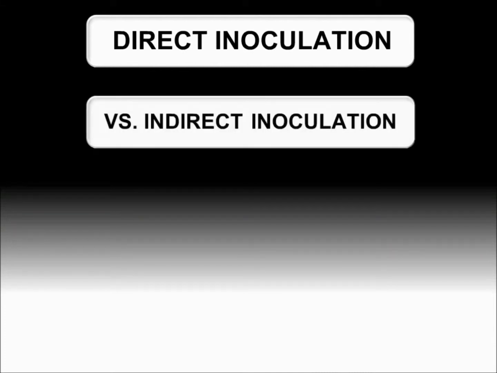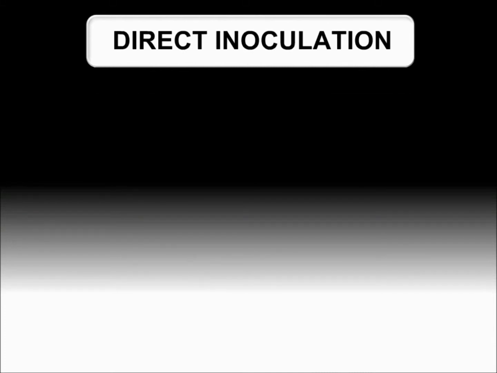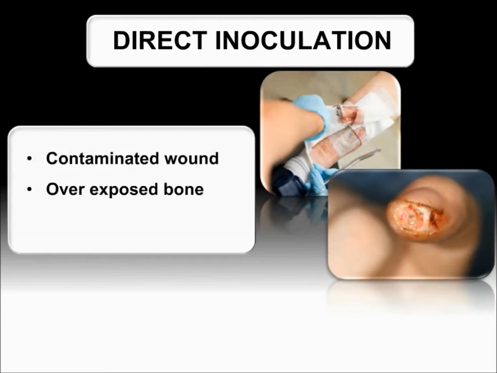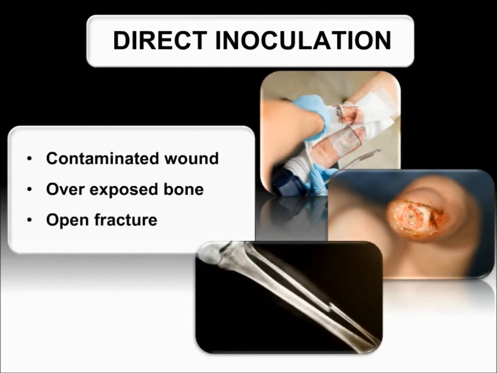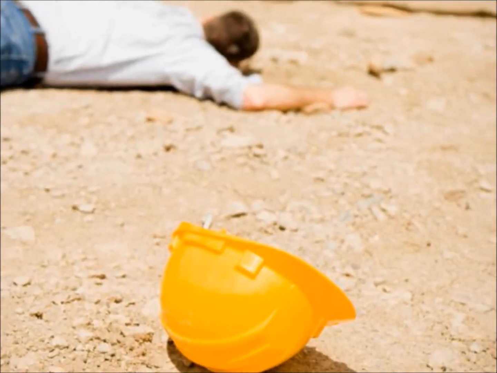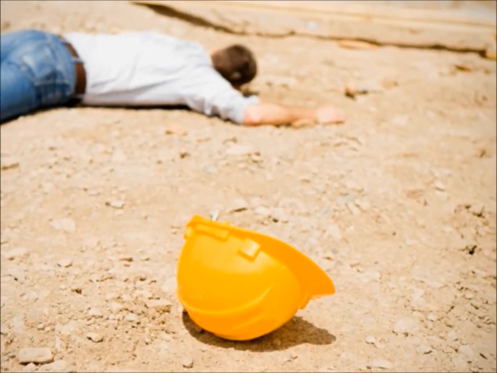There are important differences between a bone infection caused by direct versus indirect inoculation. One means for contracting osteomyelitis through direct inoculation is from a contaminated wound, overexposed bone, or open fracture. Consider an employee at a construction site who sustains a serious injury to the lower leg, whereby the tissue and muscles are torn off and both the tibia and fibula bone are shattered and exposed.